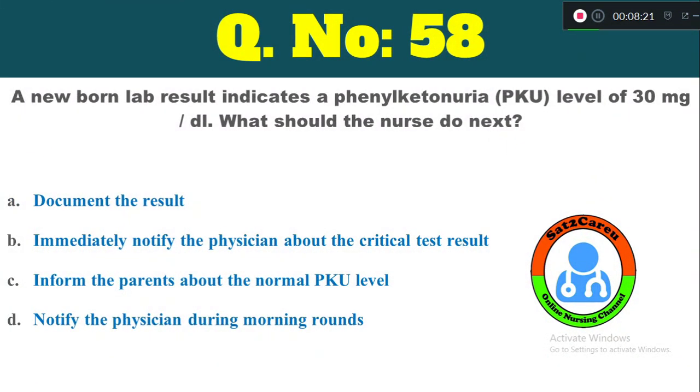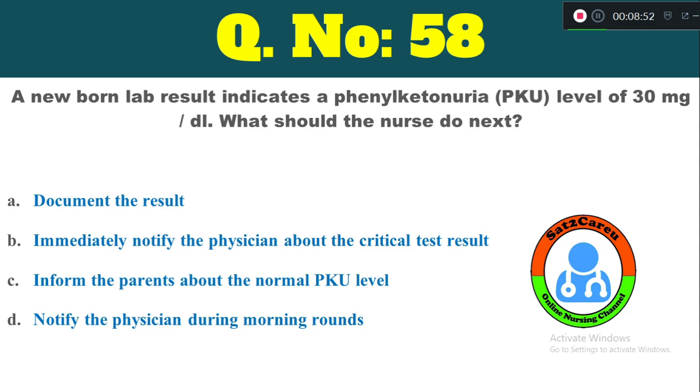Question number 58. A newborn lab result indicates phenylketonuria. The level is 30 milligram per deciliter. What should the nurse do next? Option A, document the result. B, immediately notify the physician about the critical test result. Option C, inform the parents about the normal PKU level. Option D, notify the physician during morning rounds.